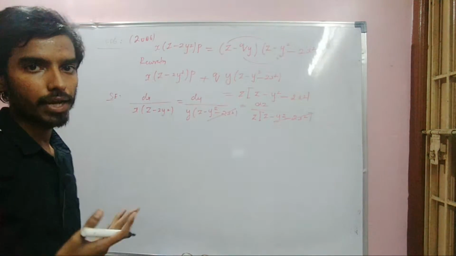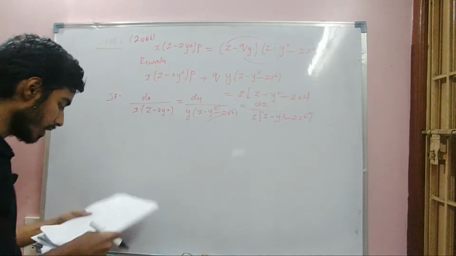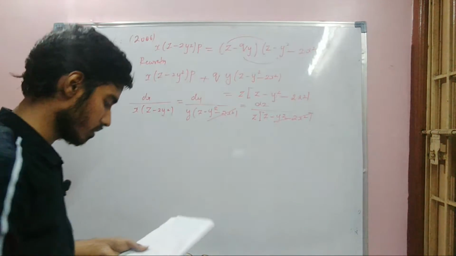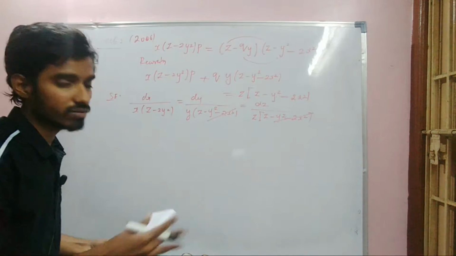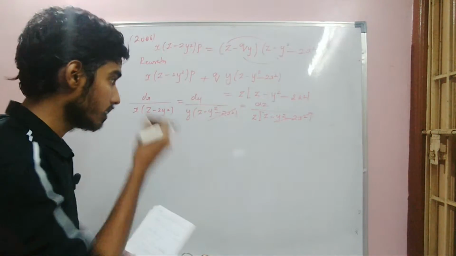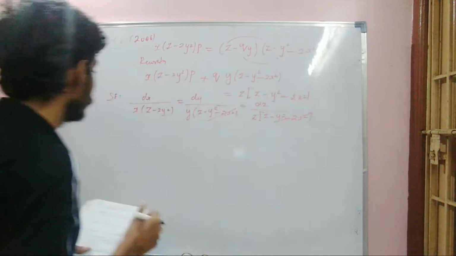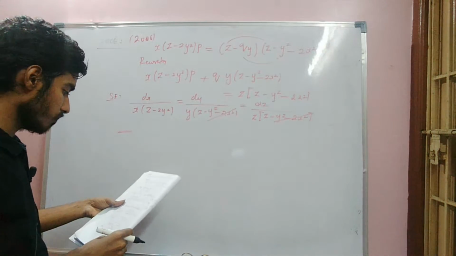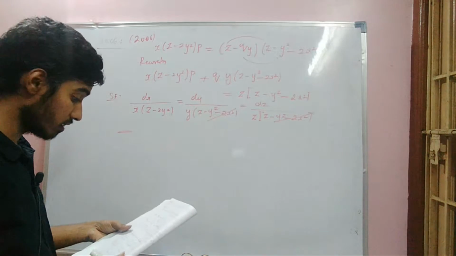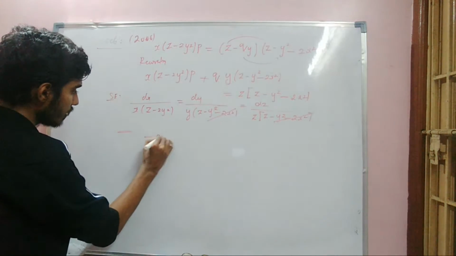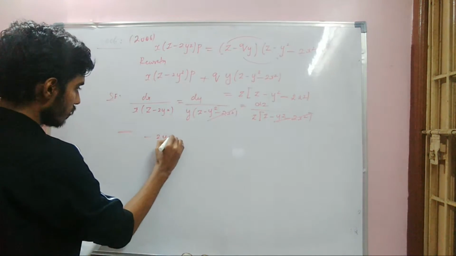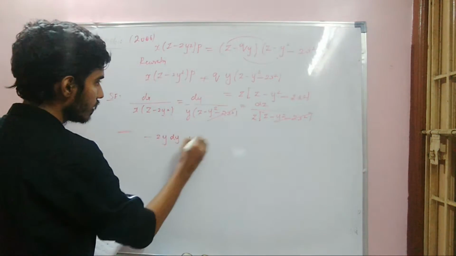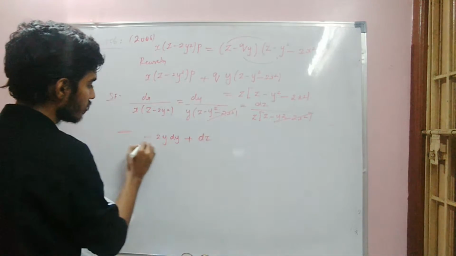Now you find whether you get a multiplier or not, right? So you check whether you get a multiplier or not. If you didn't get the multiplier, what we can do is to find the second solution. What I am going to do is, this is a very important problem as well as a tricky problem. I am going to multiply this with minus 2y and I am going to add dz, right?